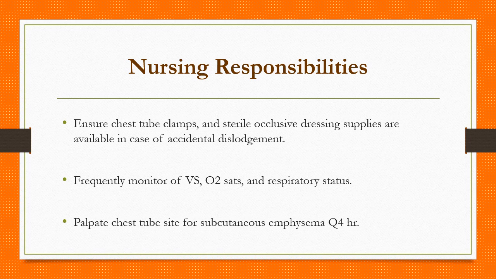One such cause is tube dislodgement. If identified, notify the physician immediately. Leakage around the chest tube insertion site can also cause subcutaneous emphysema. If this is identified as a cause, apply a new Vaseline gauze dressing around the insertion site.